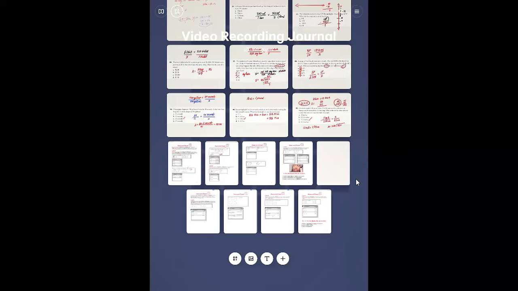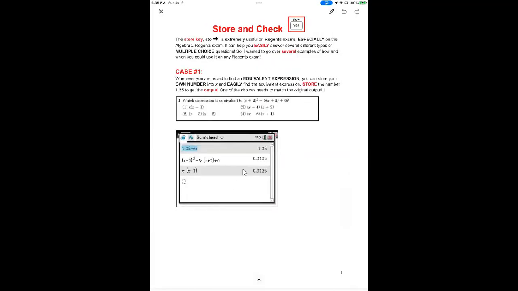So what we're starting with today is one of the things that I think is very important. This is really important for the Algebra 2 exam. It's even more important than it is for the Algebra 1 exam. It's something that I call the store and check. I looked at the June Regents exam, and there were several examples where you could have used the store and check to answer those questions.